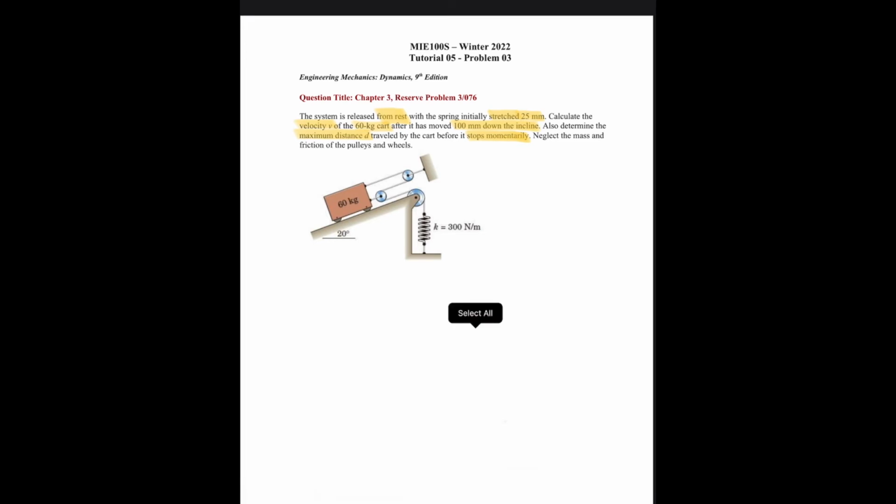Now, for this question, it's going to be a little bit more challenging than the previous two questions, so it's especially important to write down our known variables.